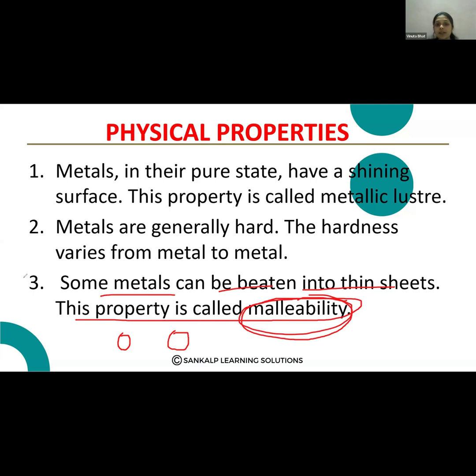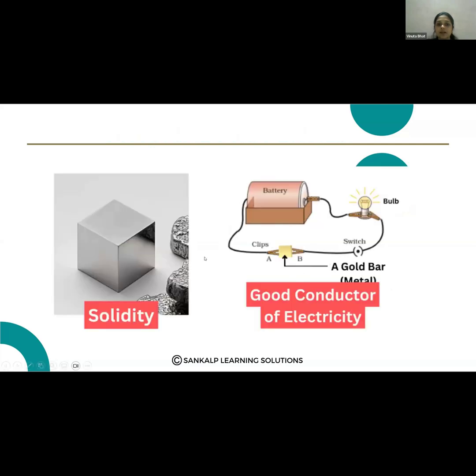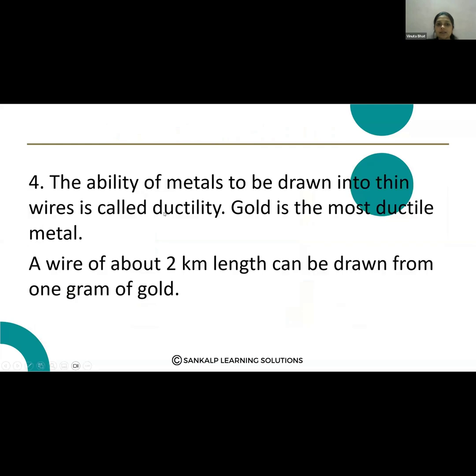So these three are very important physical properties of the metal. I hope these three points are clear. Metals have a lustrous nature, and they are very hard, and they can be beaten into thin sheets, and this property is called malleability. Here you can see the metals, they are hard and in solid state. In the first picture you can see the metals which are hard and solid, and they have a shiny nature.